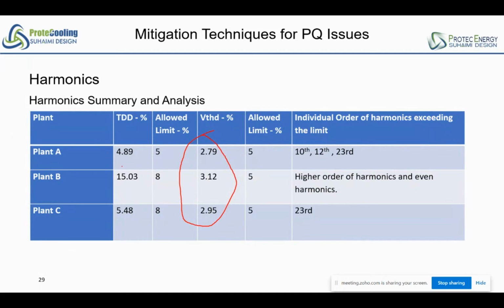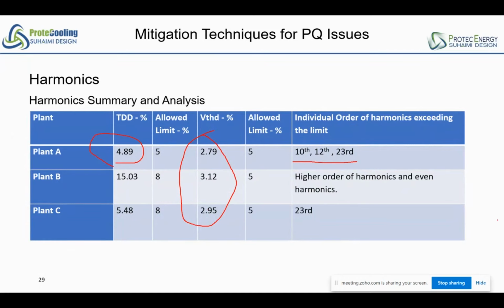Then plant A, TDD was 4.89%, which was under the limit. But they were exceeding the 10th, 12th, and 23rd order harmonics. So there were even harmonics also in the system.